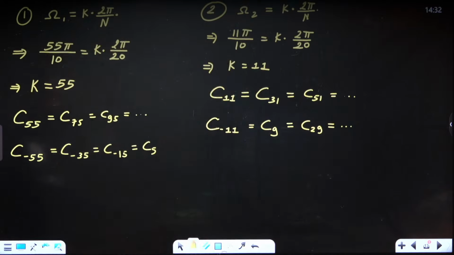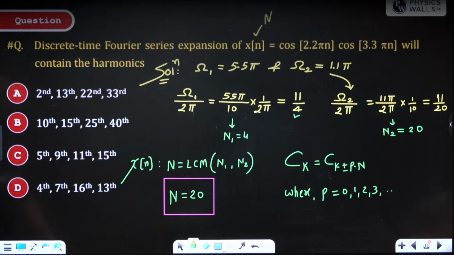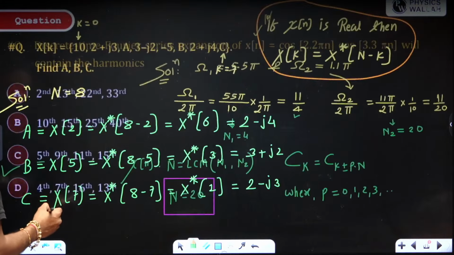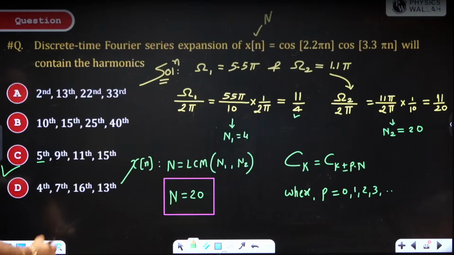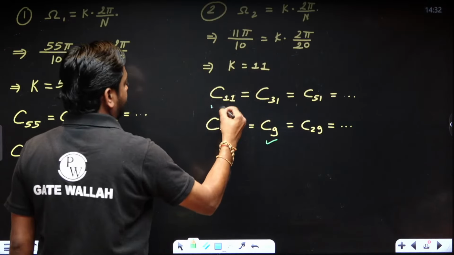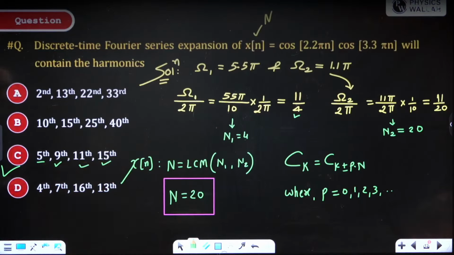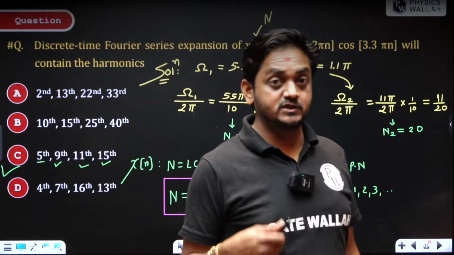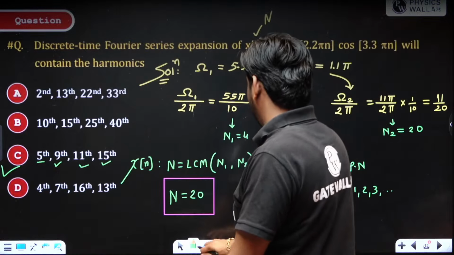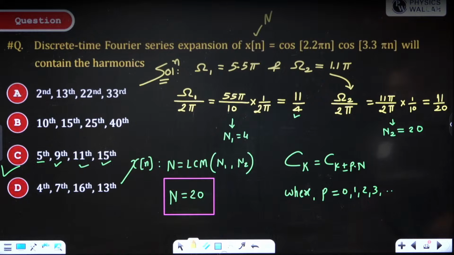Are you getting it? So the non-zero coefficients: we are getting C5, C55, and even C15 also. Which option should be the correct answer here? You can see option C. 5, yes, we have 5. Then 9, yes, we have 9 also as a non-zero coefficient. Then 11, yes, we have 11 also. And 15 also, correct? If you are getting C minus 15, then you will get C15 also. So option C is the correct answer for this question. This is also a very good question. Got it?